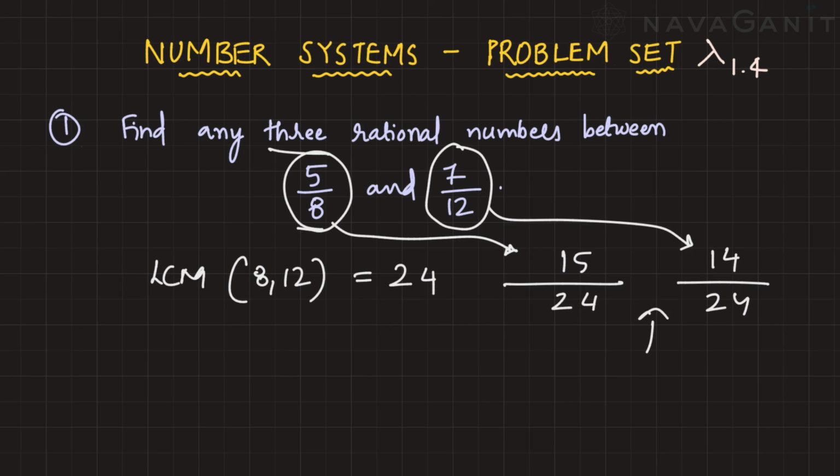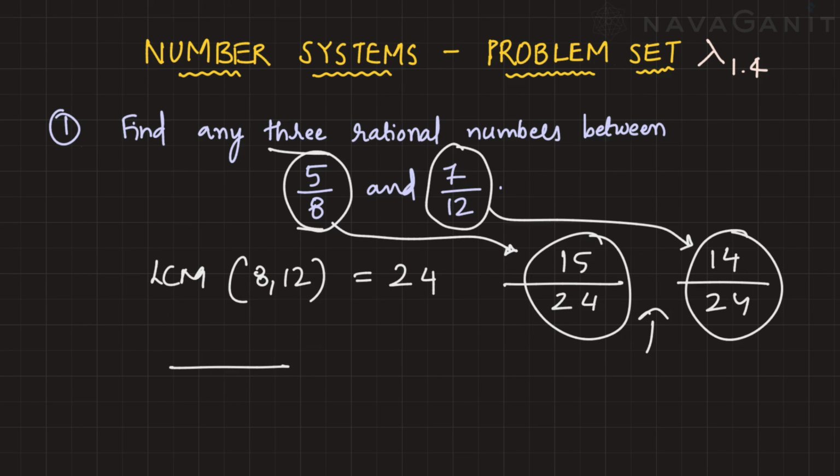But as you can see, I won't be able to find three rational numbers between 14 by 24 and 15 by 24. So what do I do? I need to make the denominator larger. I just need a common denominator, which could be anything. So I will go with some multiple of 24 so that the numerator is sufficiently big. Then between both the numerators, I'll be able to find three numbers, and I'll end up getting three rational numbers between 5 by 8 and 7 by 12.